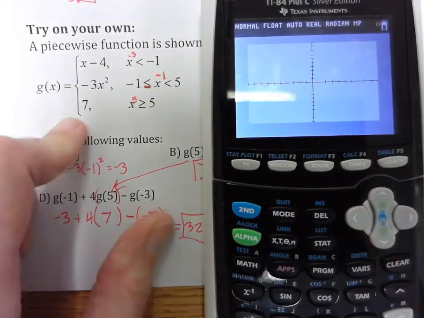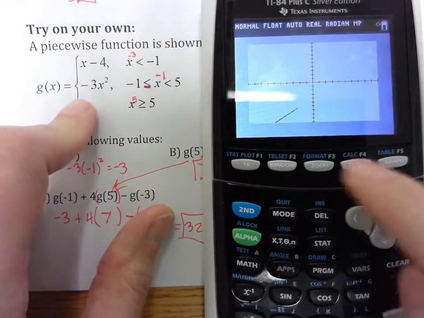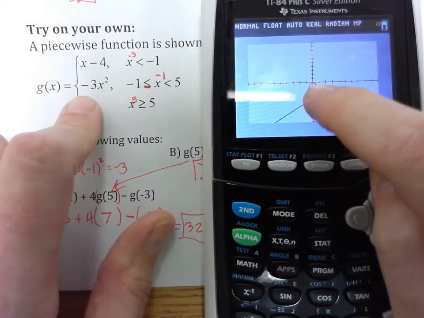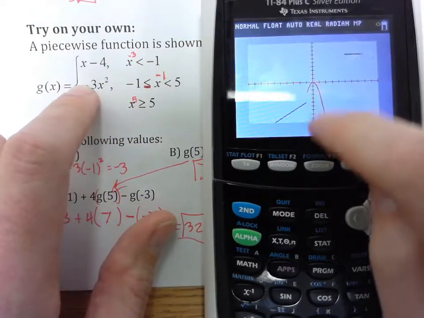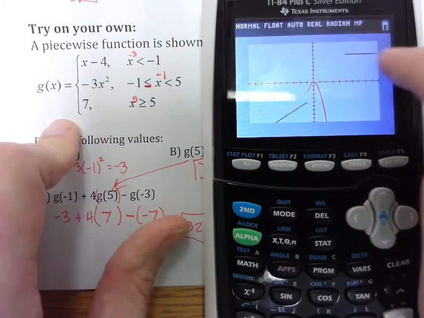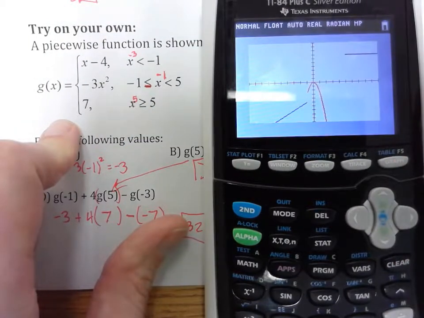Hit the graph button. You can see what that looks like. Here's your x minus 4. Oops, it cuts off at -1. There's your quadratic. Notice it's negative, so it's opening down. It only goes between -1 and 5. And there's your flat line of 7. That'll keep going on to the right forever.